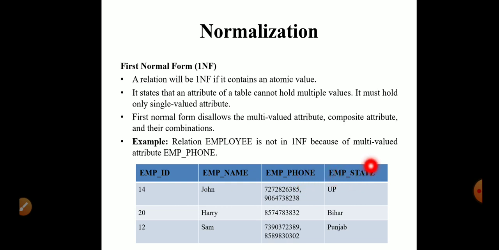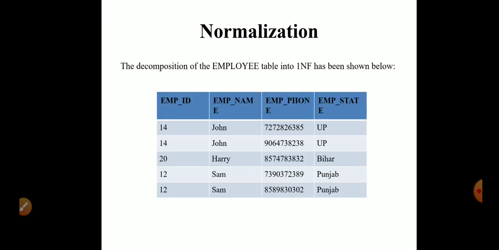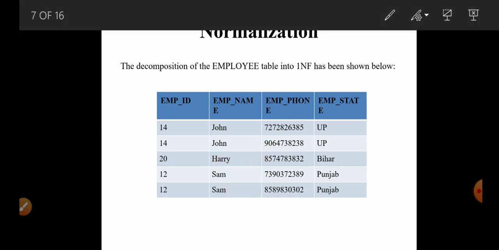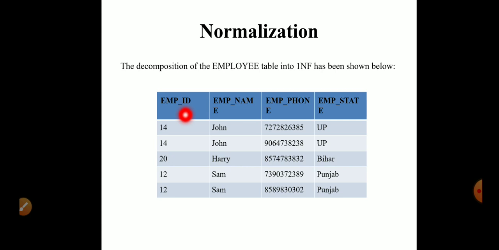So we have the decomposition of the employee table into 1NF. You have to decompose the employee table into 1NF: employee ID, employee name, employee phone, employee state. Here it is decomposed into separate rows. For a table to be in 1NF, it should contain an atomic value. The attributes of a table cannot hold multiple values.